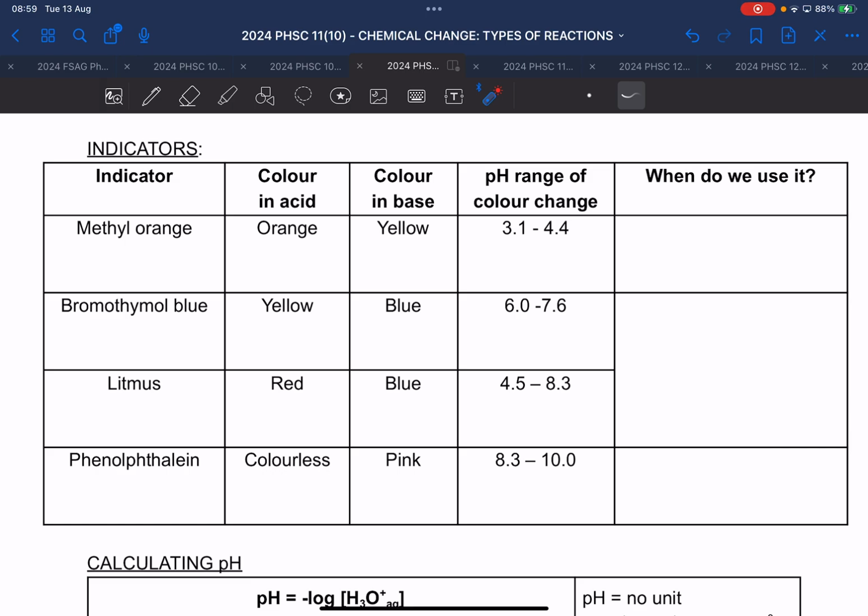There's methyl orange, bromothymol blue, and yes, you must spell them correctly. Bromothymol blue has an abbreviation that you can use, BTB. We have litmus paper and phenolphthalein. Phenolphthalein. Say it. Phenolphthalein.